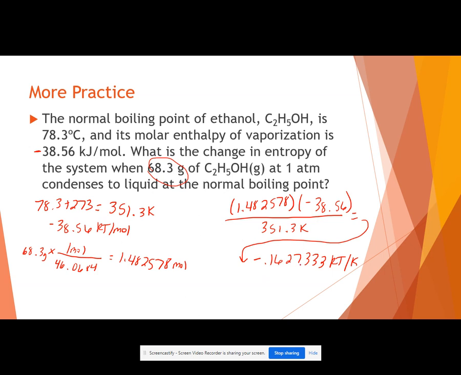Again, I don't want that in kilojoules, so I times this by 1,000, and your final answer gets negative 16.27 joules per Kelvin. If you were looking at this, again, we see a negative value. That means, again, our system is becoming more orderly.